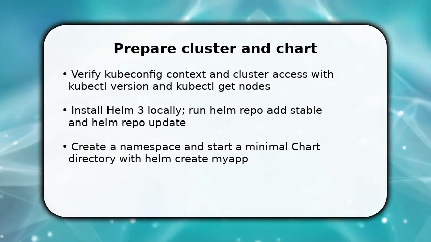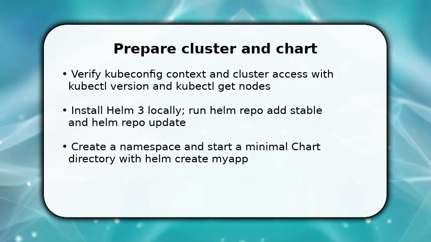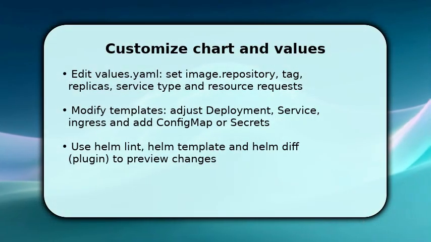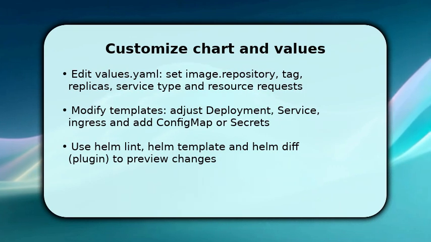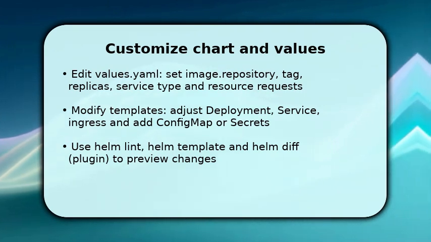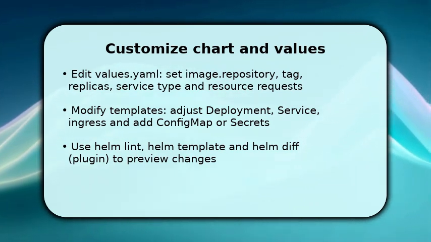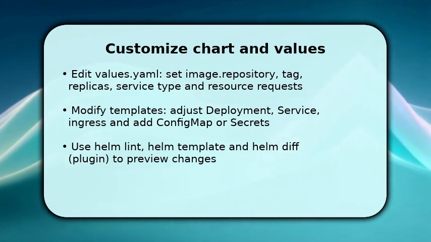Now customize the chart to match your app. Update values.yaml with the image repository, tag, and replica count, define service type and resource requests so the scheduler behaves predictably. Edit templates to wire environment variables, config maps, secrets, and ingress rules. This is where you convert app requirements into Kubernetes objects.